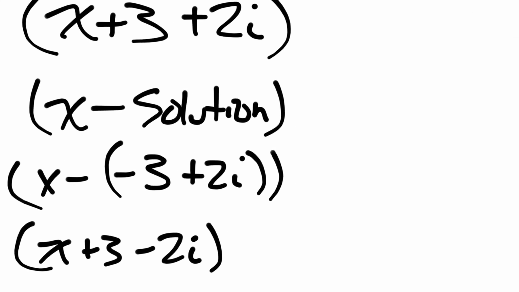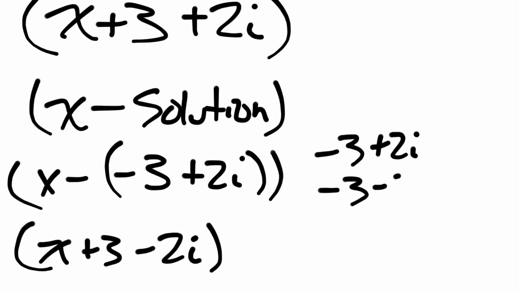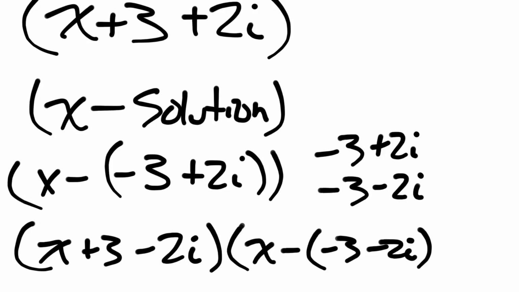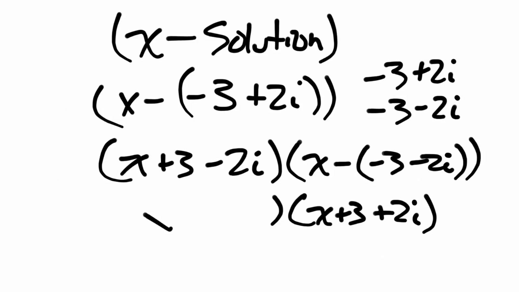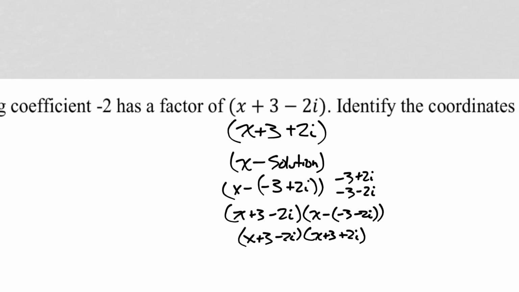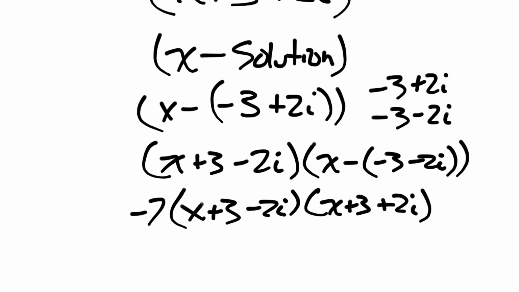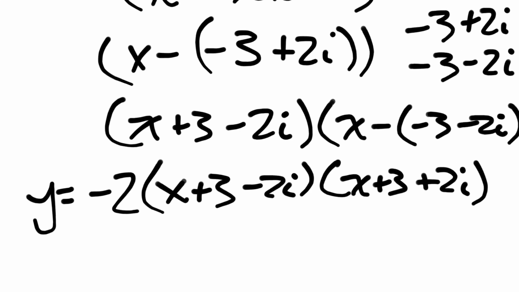Do you see that? So if a solution is -3 plus 2i, then I also have the conjugate, -3 minus 2i. Written as a factor, x minus -3 minus 2i is x plus 3 plus 2i. So I have x plus 3 minus 2i times x plus 3 plus 2i, but I know my leading coefficient is -2. So that has to represent my quadratic because of the linear factorization theorem. And now I just need to make this less gross.